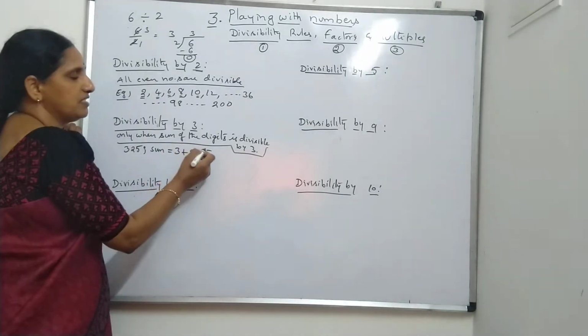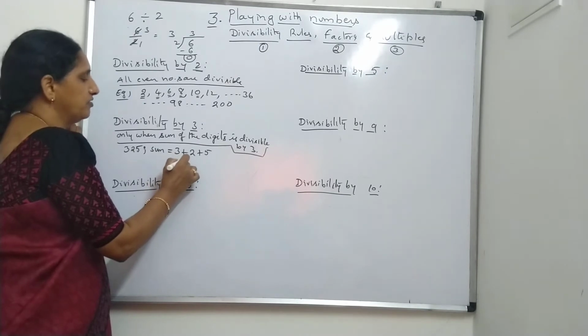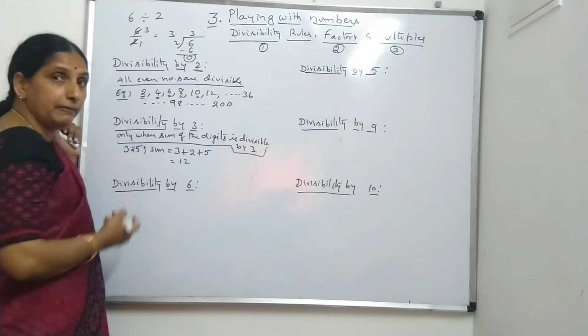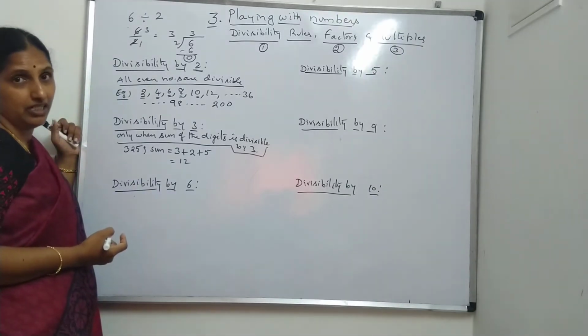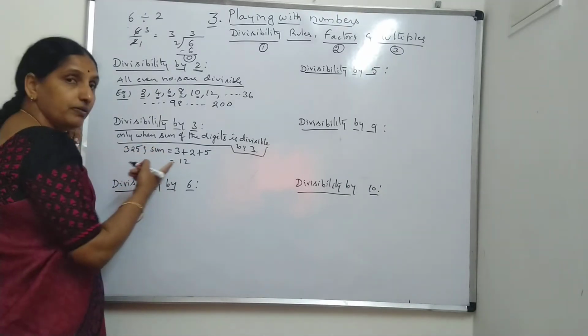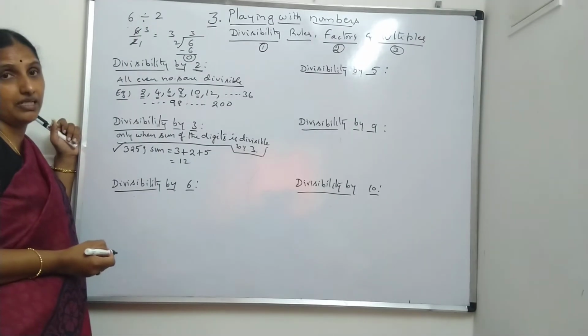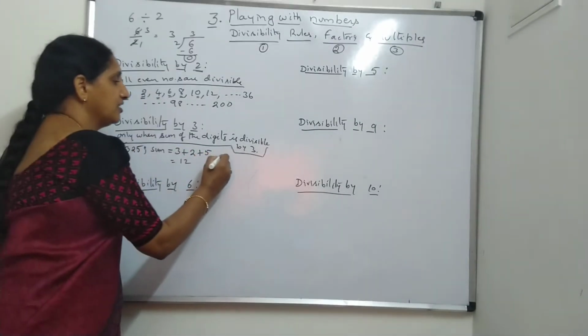3 plus 2 is 5. 5 plus 5 is 10. Is 10 divisible by 3? No. But if we take 12, 3 fours are 12, so 12 is divisible by 3. If you want, you can check this one, 325, by the long division method.